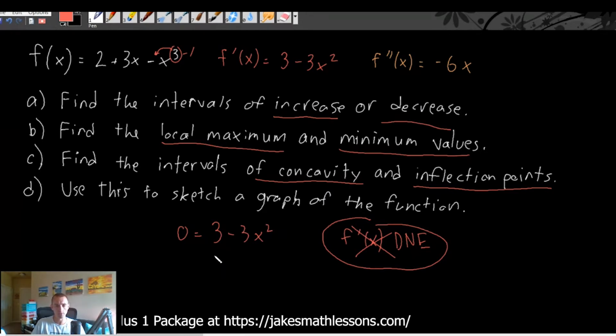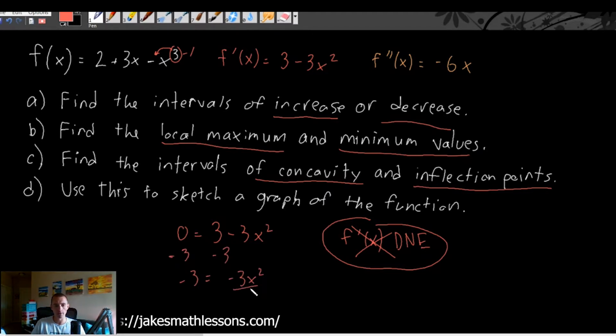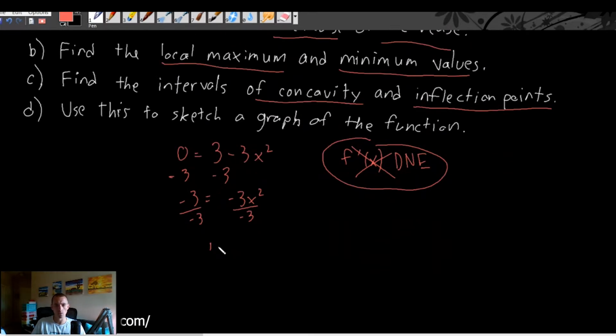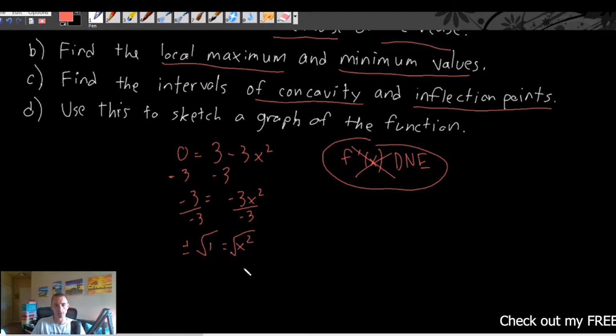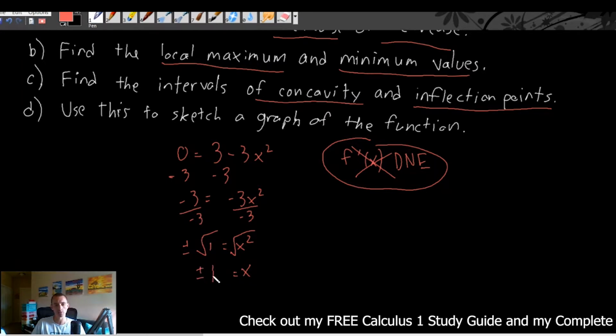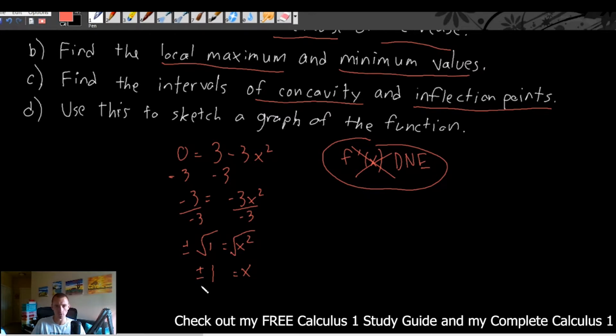To solve this, we can subtract 3 over to the other side, divide both sides by negative 3, and that gives us 1 equals x squared. Take the square root of both sides, and be careful: when you take the square root of both sides in an equation like this, you want to take the positive and negative square root. The square root of 1 is 1, so we get plus or minus 1. So we have two critical numbers, x equals 1 and x equals negative 1.